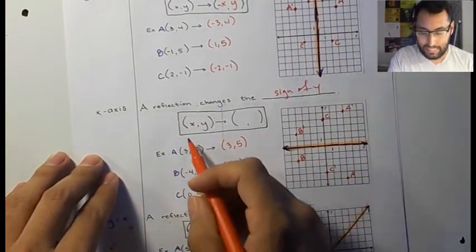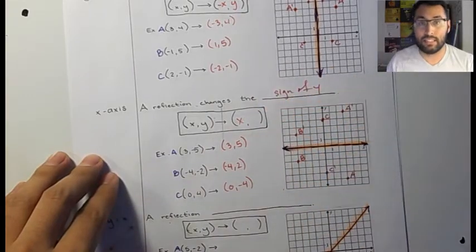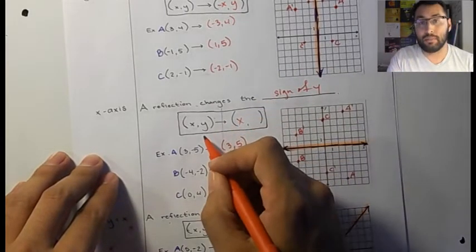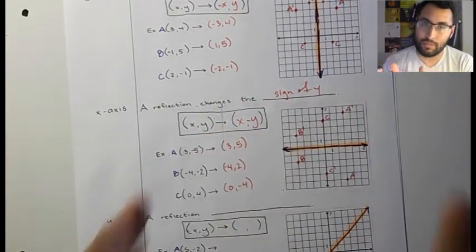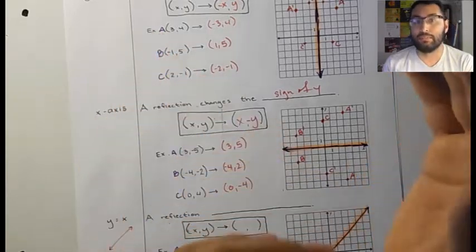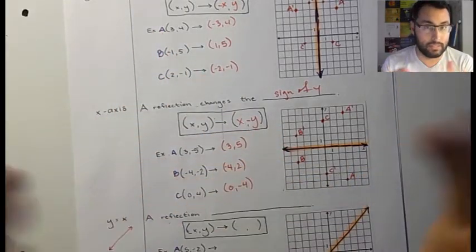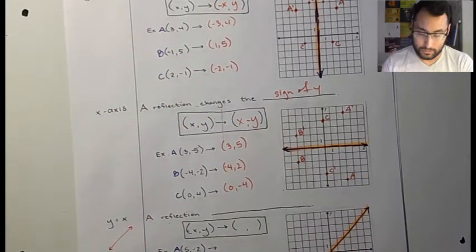So what's happening here is the x is going to be the same, so I'm just leaving it as x. But the y is the opposite, so instead of having a positive y, we're just going to have a negative y. Negative y not meaning every y value becomes negative, it just means it's going to be the opposite. So if it's negative, it becomes positive, and vice versa.